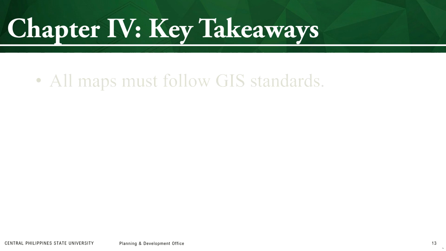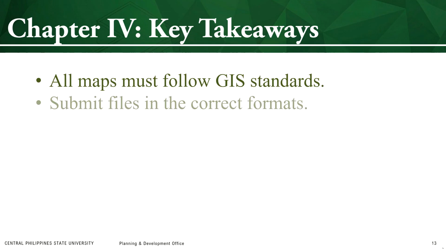1. All maps must follow GIS standards, WGS 84/UTM, Zone 51N, and include all required map elements. Incomplete or unstandardized maps weaken your entire LUDIP. 2. Submit files in the correct formats: .docx and .pdf for reports, .shp or .kml for GIS data, .xlsx and .pdf for spreadsheets, organized in a clearly labeled folder with a file directory.